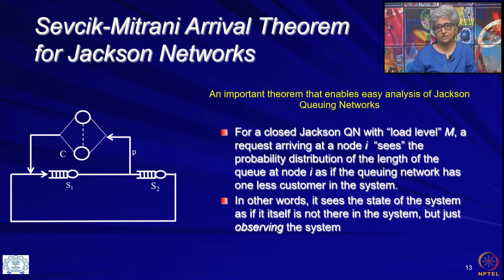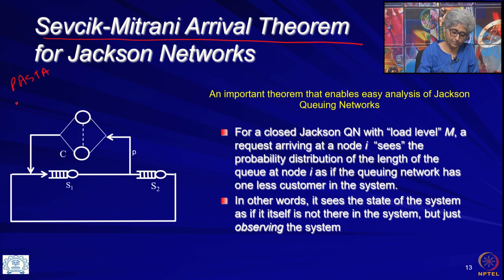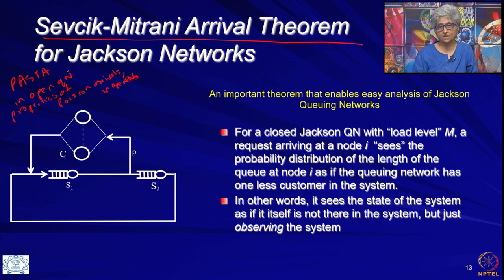So let us start going over some results that are applicable only for Jackson networks, and these are the results and theorems again that make analysis just very elegant. So to some extent this Sevcik-Mitrani arrival theorem, it's not similar, but it serves the same purpose as PASTA for us. Remember PASTA in open queuing networks or open queuing systems. Because of PASTA and some other properties of Poisson arrivals, analysis became easy. You should go back and refer to those lectures, that analysis becomes much easier with this. That similar purpose is served by the Sevcik-Mitrani arrival theorem.